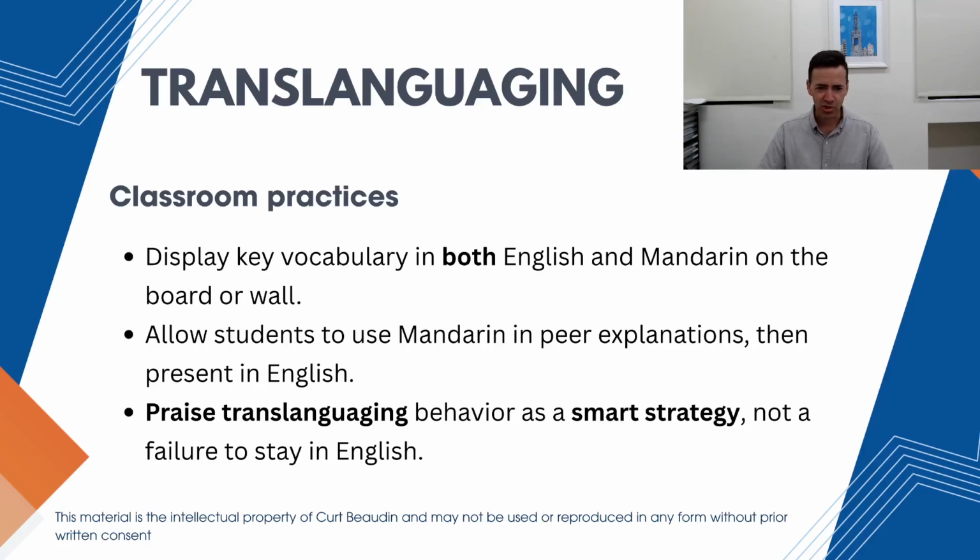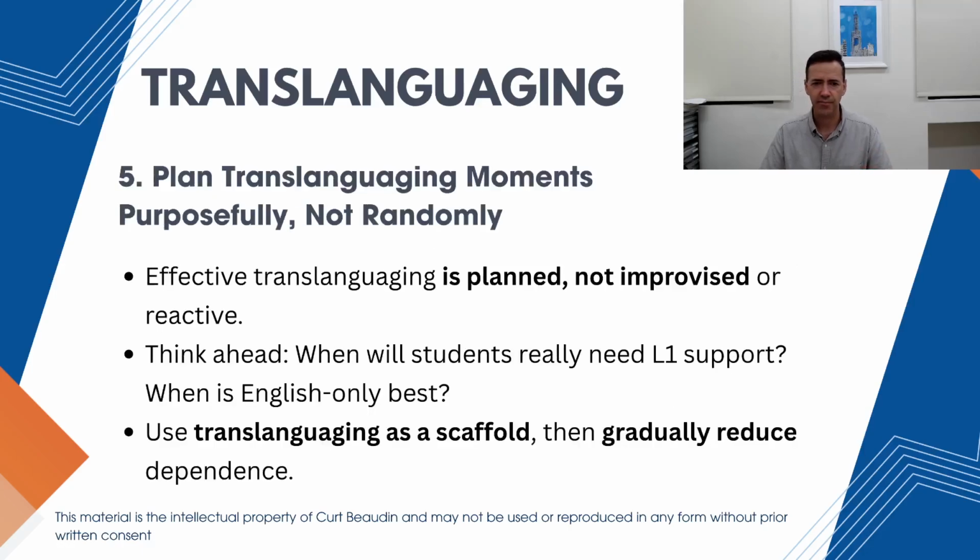Praise translanguaging behavior as a smart strategy, not a failure to stay in English. Like if they switch to Chinese to make their answer better, and then they switch back to English again to use the vocabulary, let them know this was a very smart strategy because they were able to use both languages to get their answer across. Don't say to them something like, oh, you had to use Chinese, that's bad. Try not to make it like that.